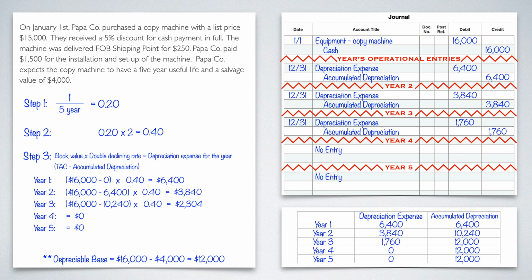So again, that's pretty typical when it comes to the declining balance method. But please, please, please make sure you do that side calculation for your depreciable base because you do not want to go over that amount. But that is how you do the double declining balance method.